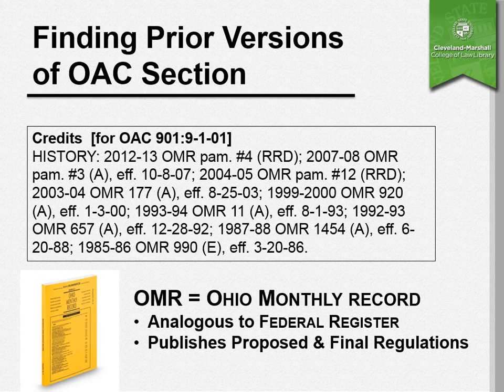The Ohio Monthly Record is analogous to the Federal Register. It publishes proposed and final regulations. The OMR is available in print in the Law Library, and OMR content is in different files on the major legal research systems.